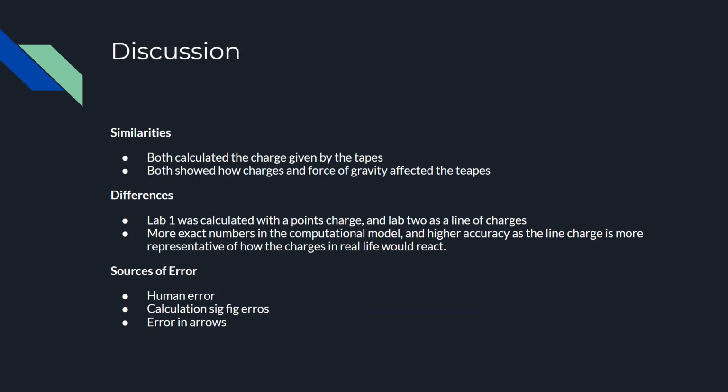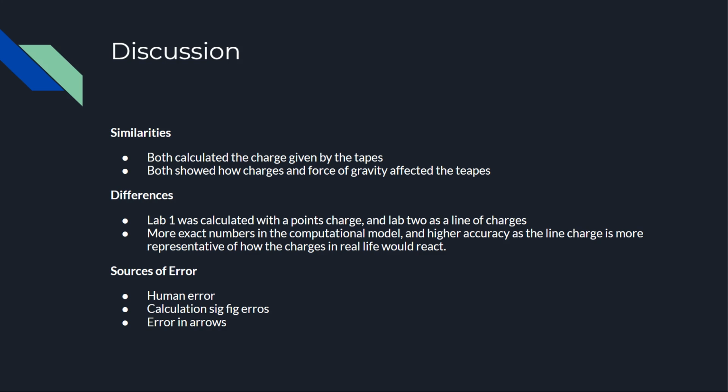Some similarities between these two different simulations were that they both calculated the charge given by the tapes, and both showed how the charges and force of gravity affected the tapes. But the difference was that lab 1 was calculated with point charges, and lab 2 with a line of charges. This led to more exact numbers in the computational model and higher accuracy, as the line charge is more representative of how the charges in real life would react.